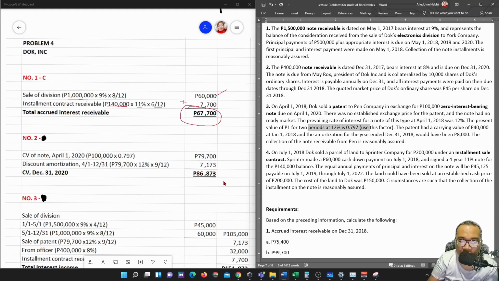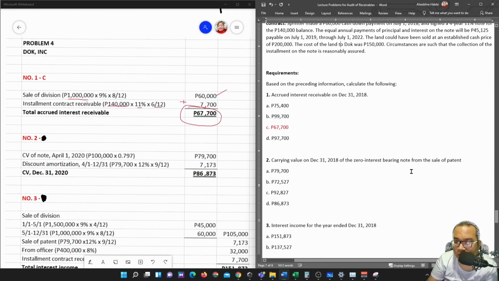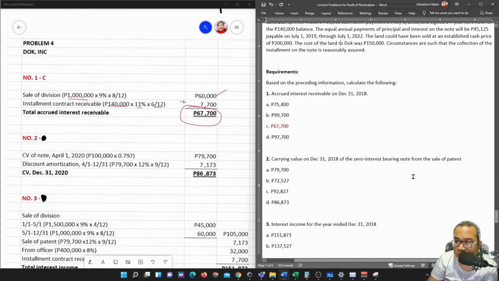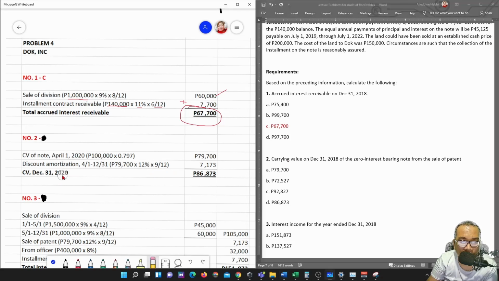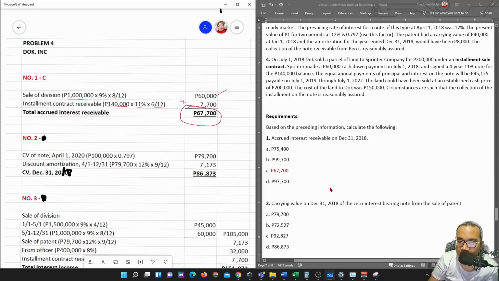The carrying value on, bakit 2020 din lagi? Mali sa pag-type. 2018 dapat to. Yun. So yun, di ba? Kaya to, until mag-reach sa maturity period niya, balik sa 100,000. Kaya enjoy yan si non-interest bearing.